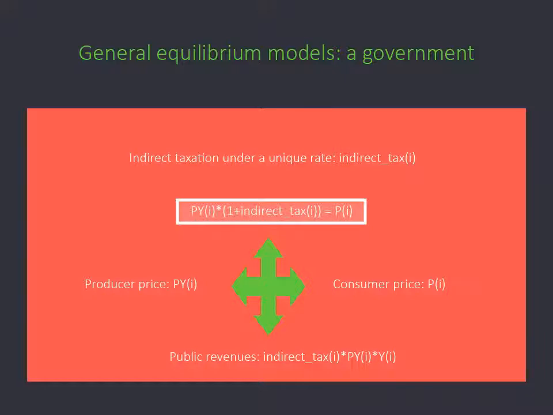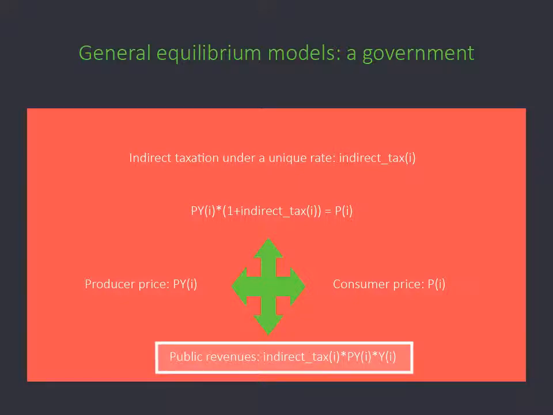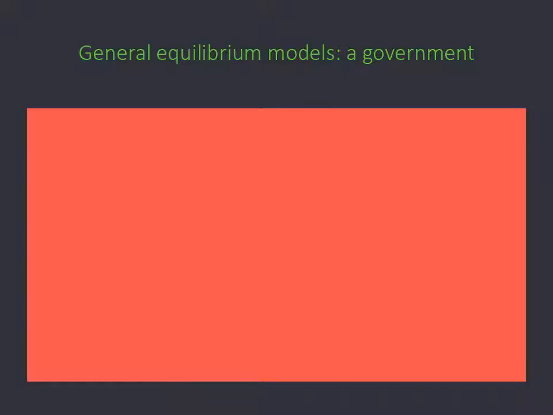Okay, so it means that when there is a positive indirect tax, the consumption price is higher than the production price. And it means that the public revenue is increased by an amount which is the rate of taxation in each sector multiplied by the production price multiplied by the production. So what about the public expenditure?